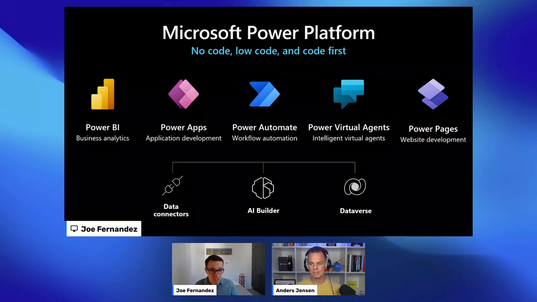And we have a number of shared components across the platform. The first one is data connectors, which allows you to connect all these applications to more than 700 services, both Microsoft and third-party non-Microsoft ones, so you can connect to a very large number of data sources. Then we have Dataverse, which is our no-code database solution. If you're looking for a place to store your data and you don't want to worry about scalability, security, and all that, we have a great solution with Dataverse. And the topic that brings us together today is AI Builder, which is all about easily infusing AI capabilities into your applications and automations.